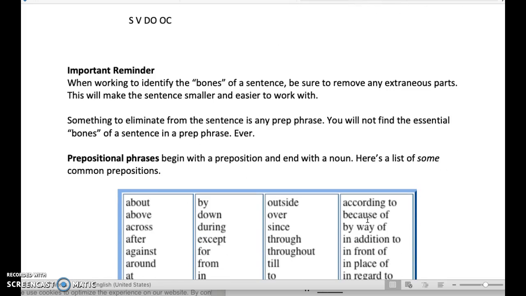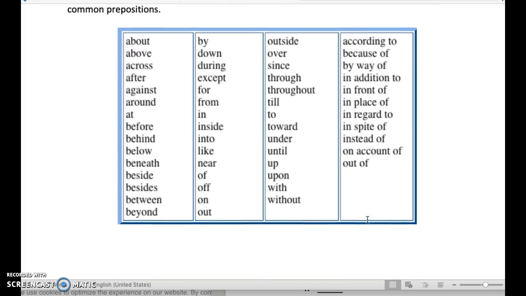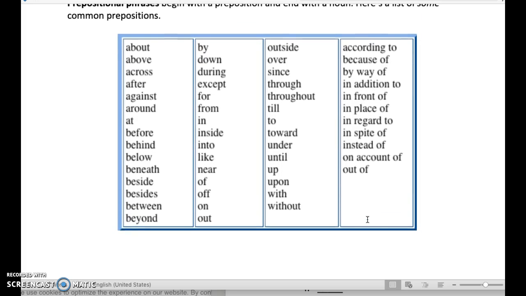Okay, so when working to identify the bones of a sentence, make sure you get rid of any extraneous parts. A really good thing to do if you're just getting started is thin out the sentence by getting rid of prep phrases. If you need some reminders about what prepositions are, you don't have to memorize this, but just get a sense of what prepositions are. A prep phrase will begin with one of these words and end with a noun. So down the street, or from my mother's house, or till sunrise, or toward the store, or in spite of our fear, or according to the thesaurus, or beneath the railroad, whatever.